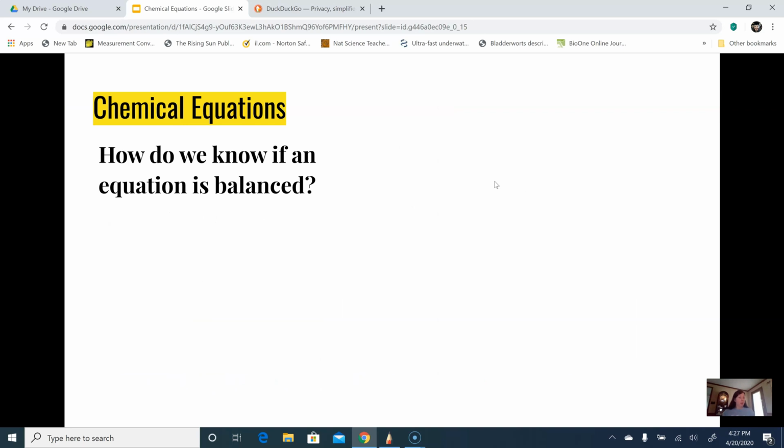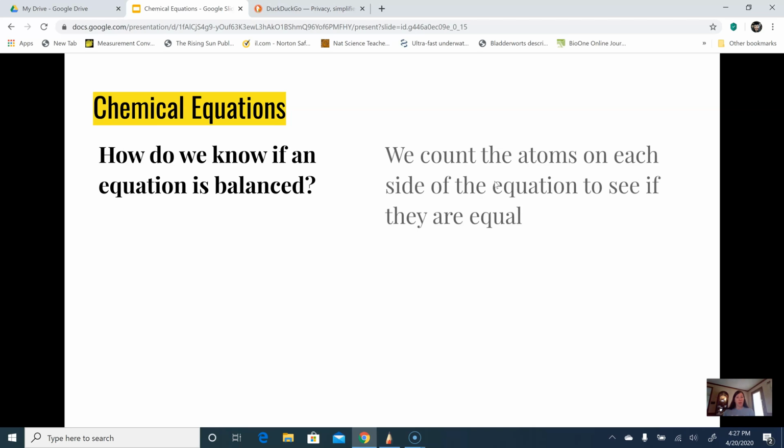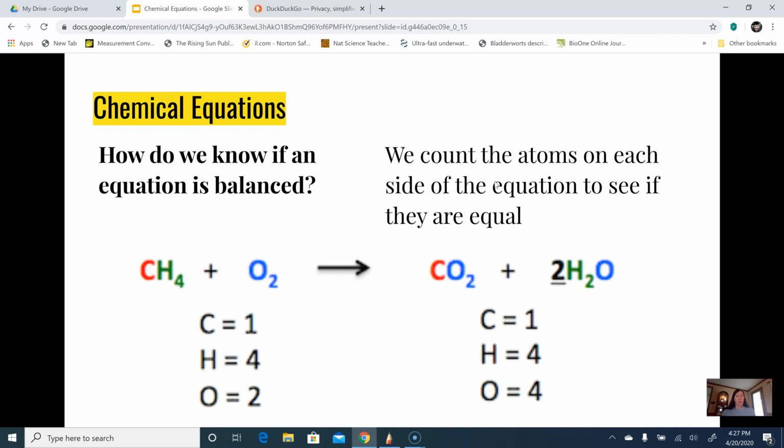All right, so what we want to learn today is how to know if an equation is balanced. And how can we figure that out? We can use the information that we started learning yesterday to count atoms. And this time we're going to count the atoms on each side of the arrow to see if they are equal. And I have an illustration below. We have CH4 plus oxygen, and it yields carbon dioxide and water.